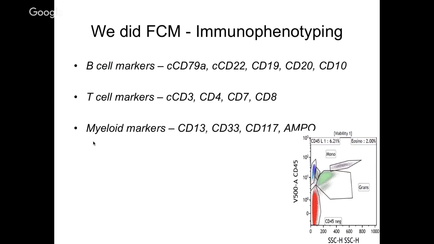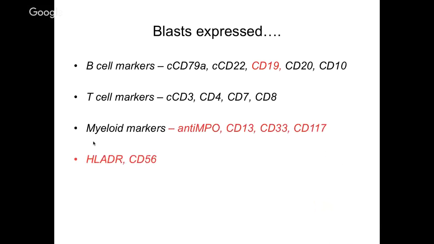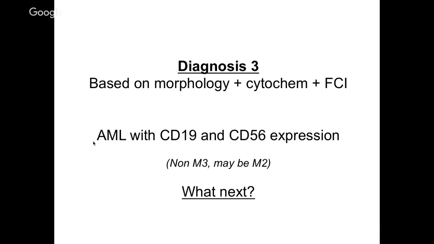So we did the flow in this case, and we did different tubes: B cell tube, T cell tube, and a myeloid tube. And we saw that the blasts expressed all the myeloid markers: anti-MPO, CD13, CD33, CD117. In addition, it expressed CD19, which is a B-cell marker, and HLA-DR and CD56. Now, CD19 may be expressed in a few AMLs. These AMLs generally have t(8;21), and they have tall, slender, thin Auer rods. So now, diagnosis number three, based on morphology, cytochemistry, and flow, is AML with CD19 and CD56 expression.